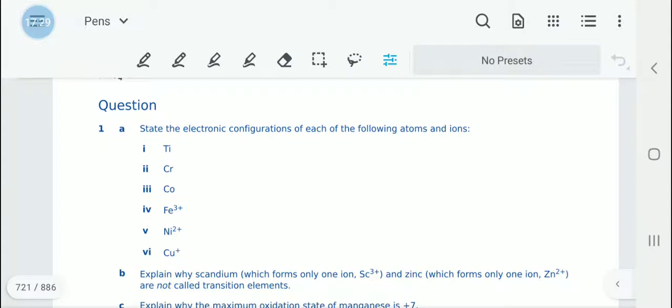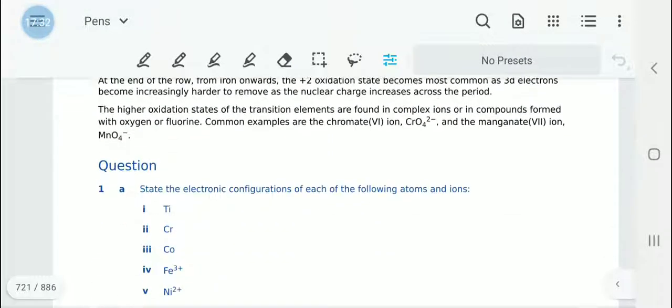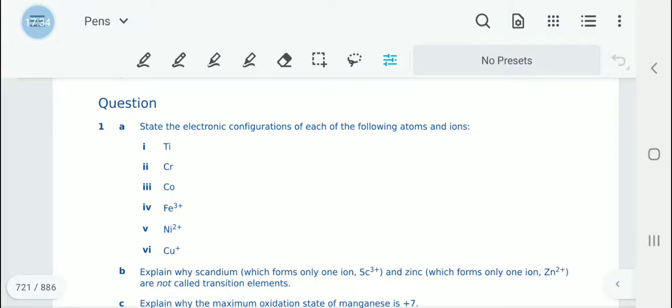I hope you understood. If you understand, please do question number 1. If you did not understand, please let me know.